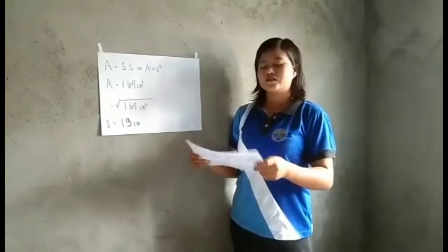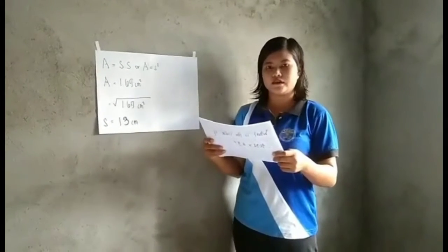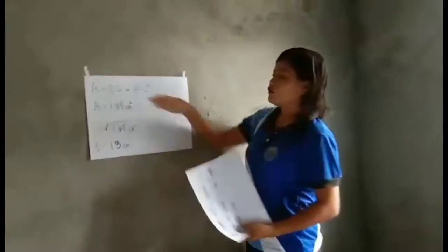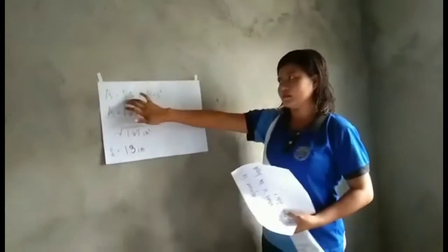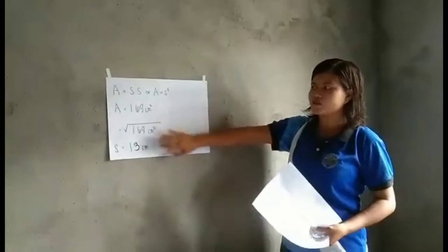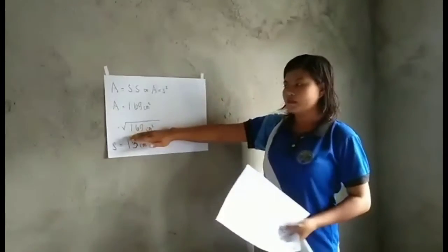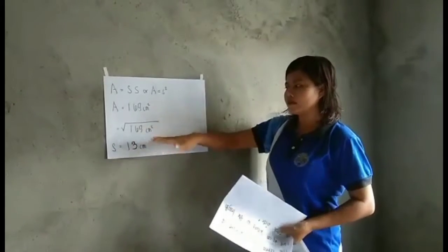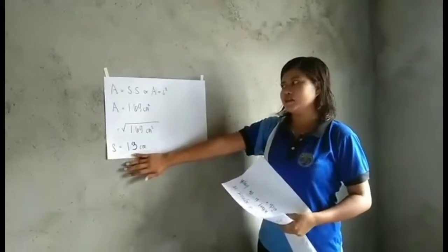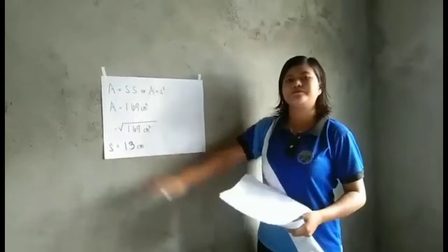Now, let's move on to the third problem. The area of a square is 1.69 square centimeter. What is the length of each side? So, ito yung ating formula. Area is equal to side times side, or area is equal to side squared. Para makuha natin yung length ng bawat side, kailangan nating hanapin yung square root ng 1.69 cm squared. So, ang nakuha natin is 1.3 cm. So, ito yung length ng bawat side ng square.